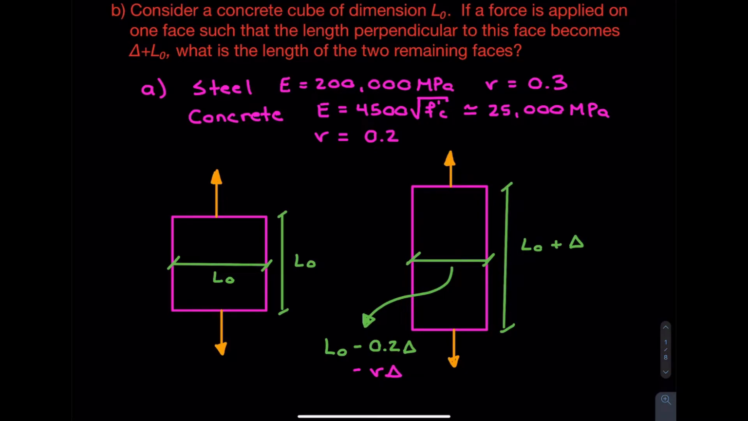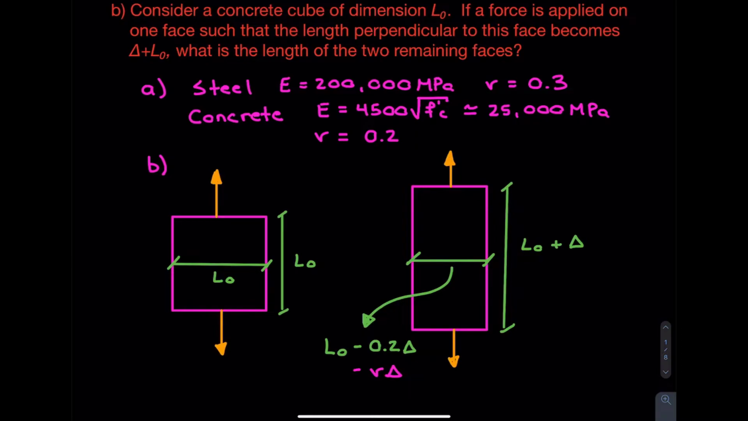So a nice easy question, and I forgot to label this as, of course, part B. So it's a nice little introduction to what the Poisson's ratio is and why we use it, because again, if we know the behavior in one direction, the Poisson's ratio will tell us the behavior in the other directions. So that concludes question number 1.